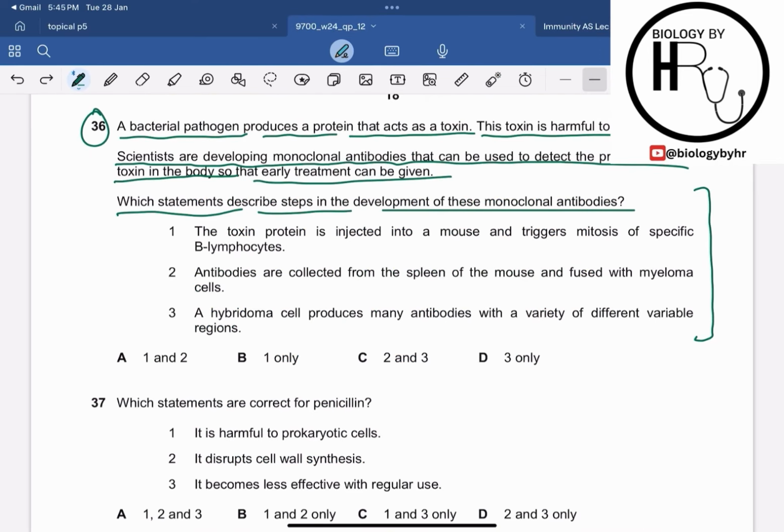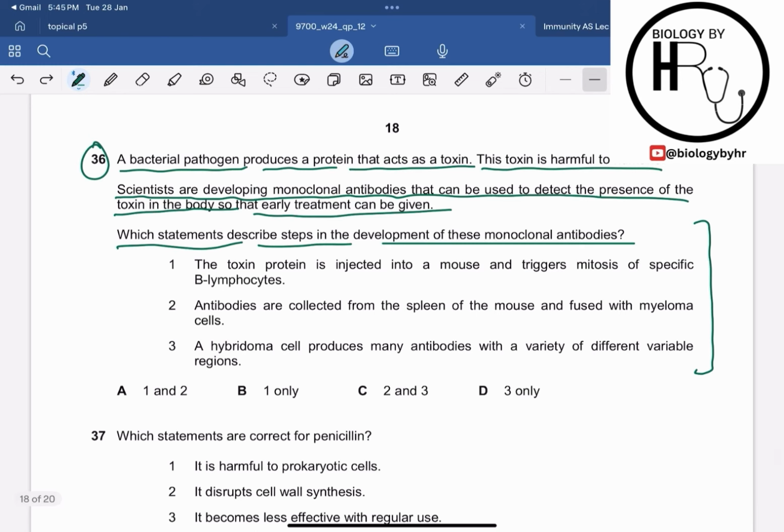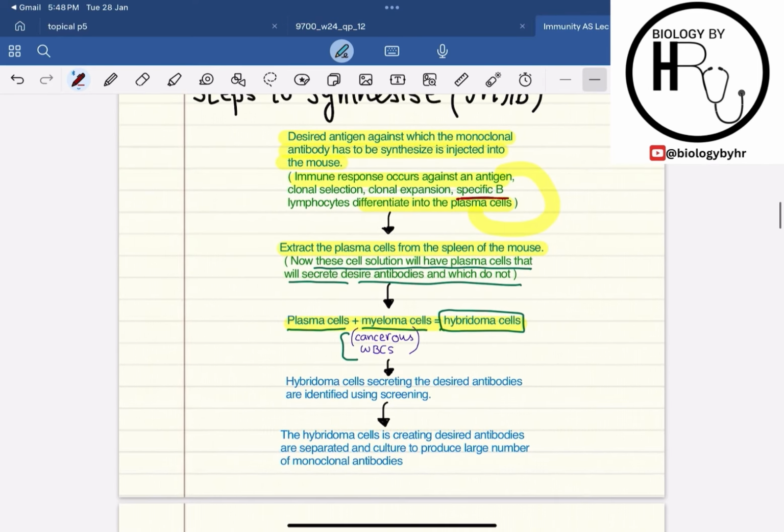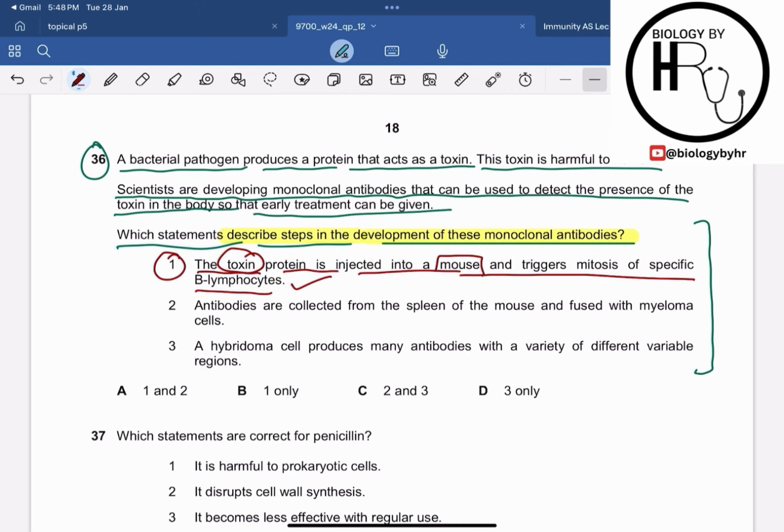So now let's see what they are basically saying in the question. They are saying to describe the steps which are involved in the development of monoclonal antibodies. Let's read statement 1. It says that the toxin protein is injected into a mouse and triggers mitosis of the specific B lymphocyte. Yes, this statement is correct because this toxin protein is acting as an antigen. It will go into the body of the mouse and trigger the differentiation of the B lymphocytes, as discussed here: the antigen will cause an immune response and activate a specific B lymphocyte which will differentiate into the plasma cell. So yes, this statement is absolutely correct.